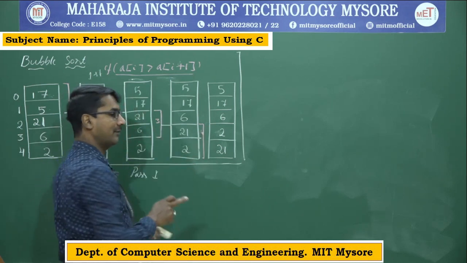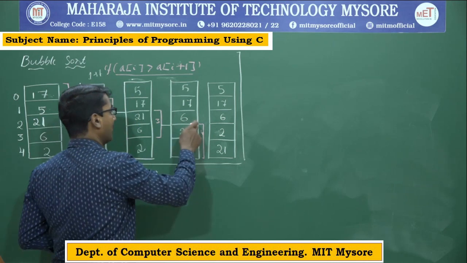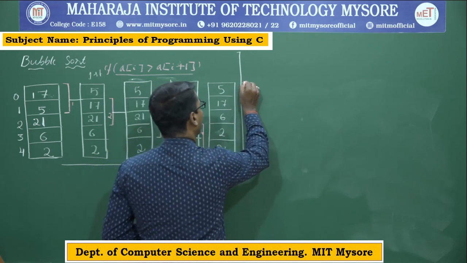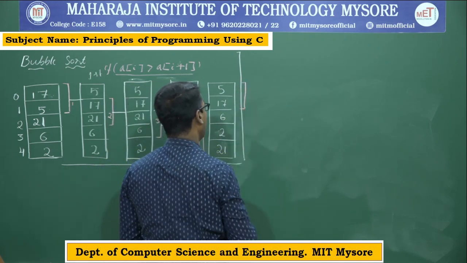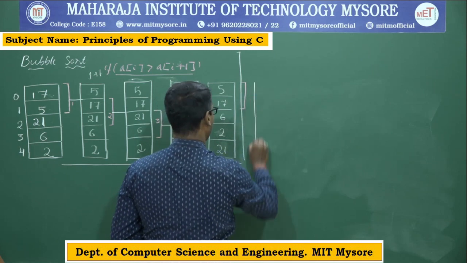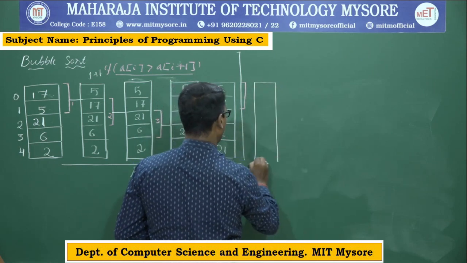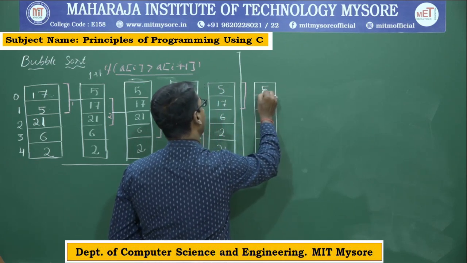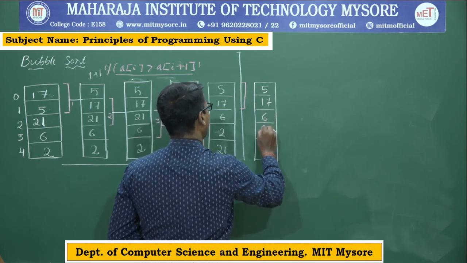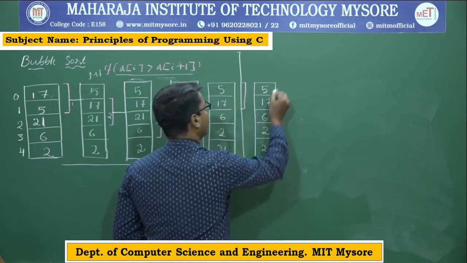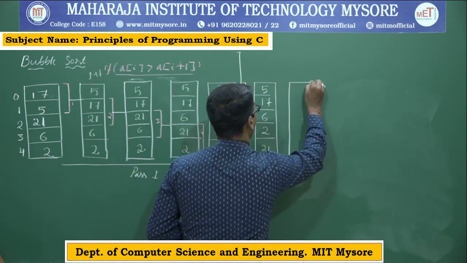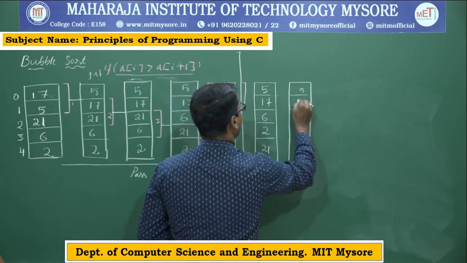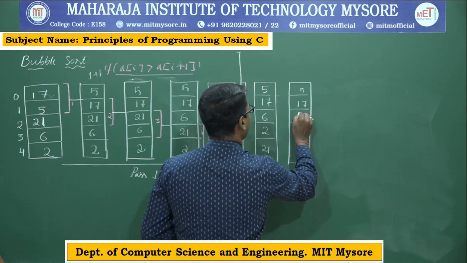Now the total number of elements is 5, so it will perform 4 comparisons. Next, the process will iterate again. So 5 and 17: 5 is smaller than 17, so no need of exchanging the values. The array will be 5, 17, 6, 2 and 21. Next, in the next iteration, 17 and 6 will be compared.